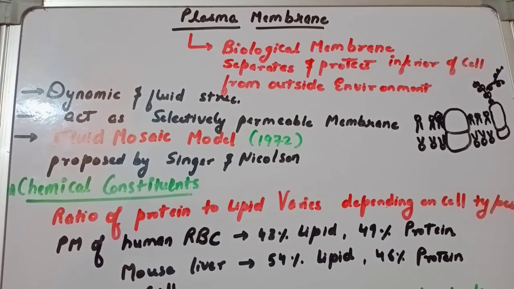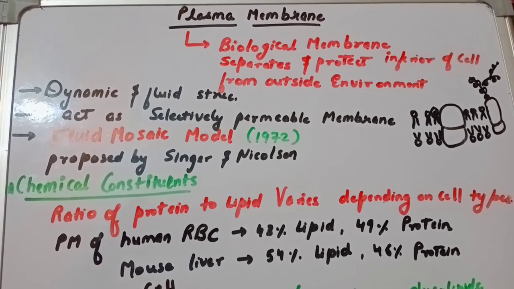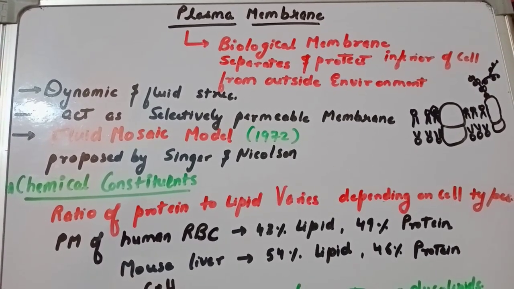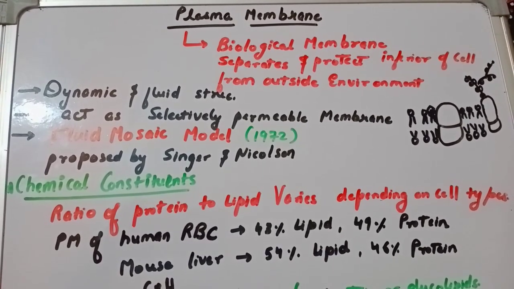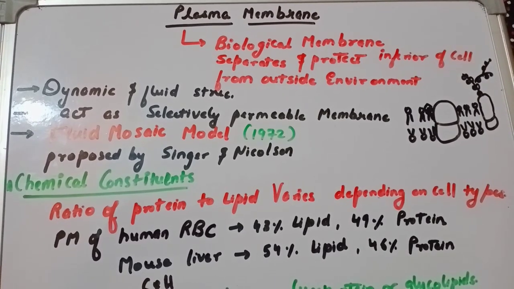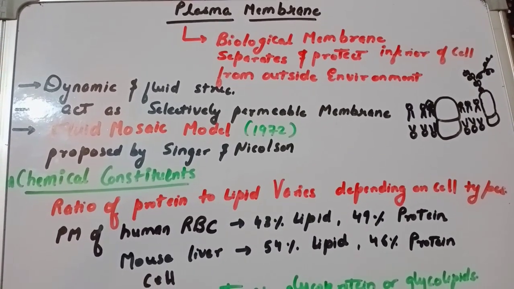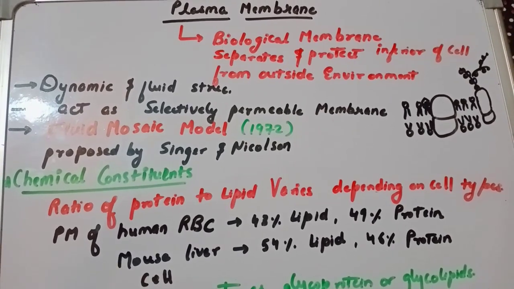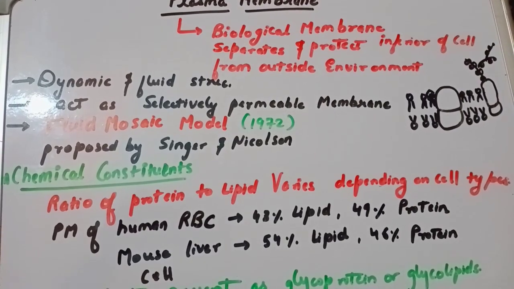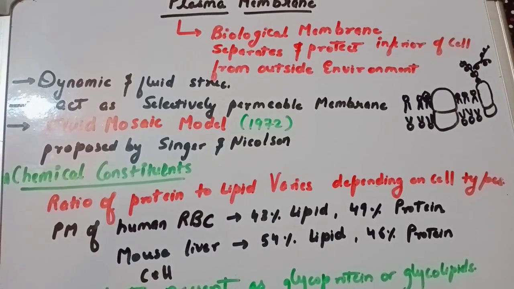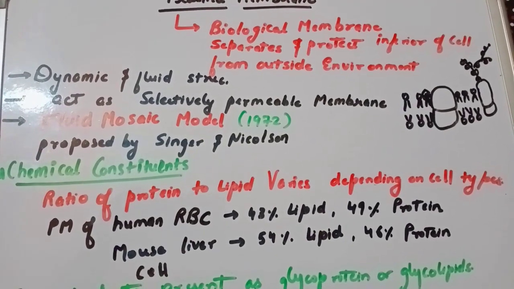Today we will discuss the plasma membrane. As we all know, the plasma membrane is also known as the cell membrane. It is a biological membrane which separates and protects the interior of the cell from the outside environment. It is a dynamic and fluid structure. It acts as a selectively permeable membrane. This membrane decides which foreign substances will enter the cell or not. It passes only selected substances.